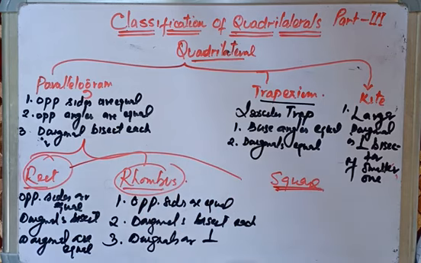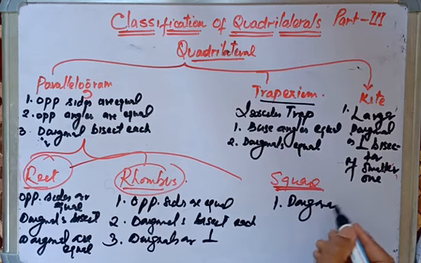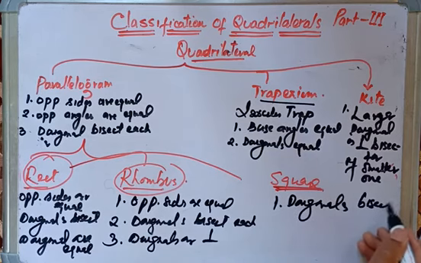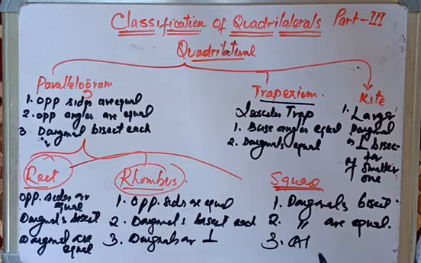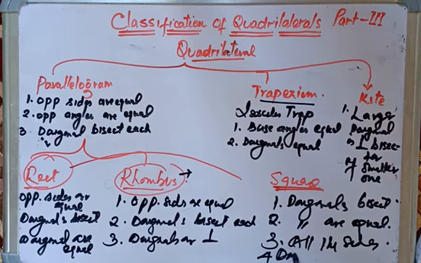Once again, in a square, what we see is that diagonals bisect each other. Number second, diagonals are equal. And number third, all the sides are equal. That is found in the rhombus as well. And diagonals are perpendicular, which is seen in a rhombus also. Okay, this finishes our topic, classification of quadrilaterals.